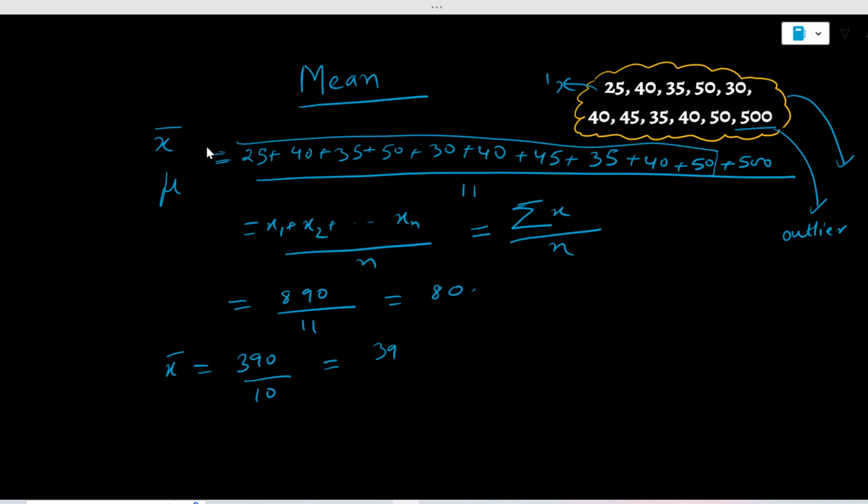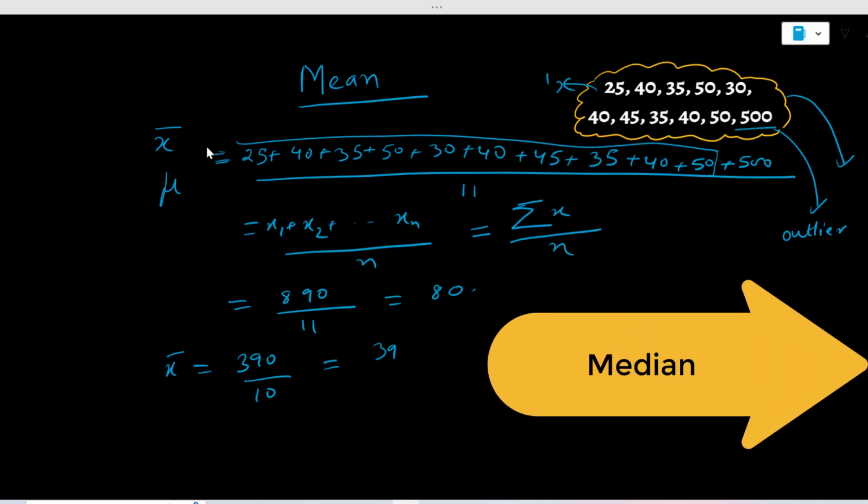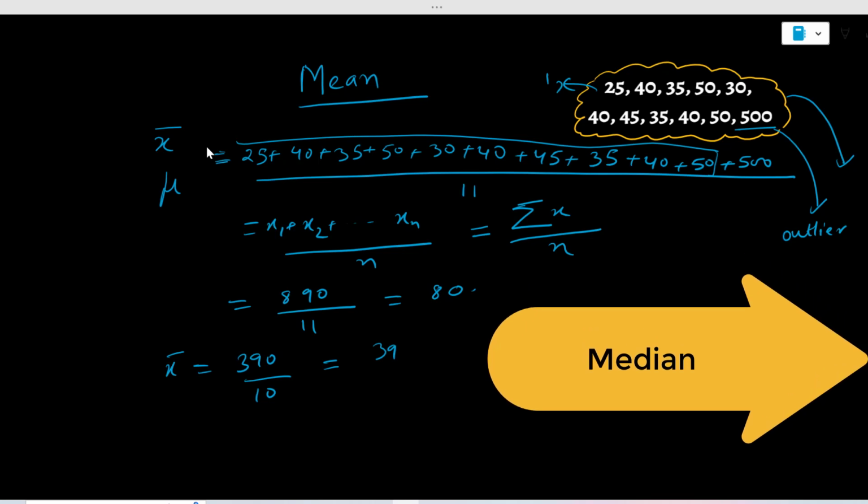Not really. It depends on the context. If you think that outlier is erroneously added, then definitely we can remove outlier. But if we are not sure, we cannot remove outlier, and it can be the case that we have not collected enough sample and that value is not really an outlier. So we need another measurement which is not impacted by this outlier, and that another measurement is median.